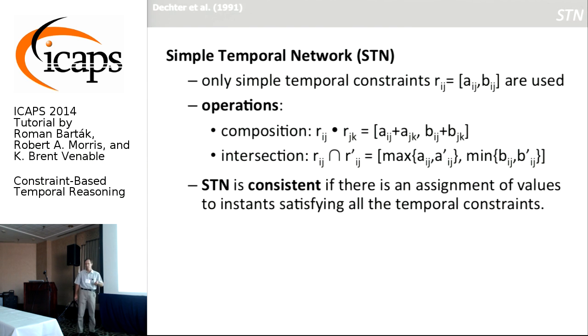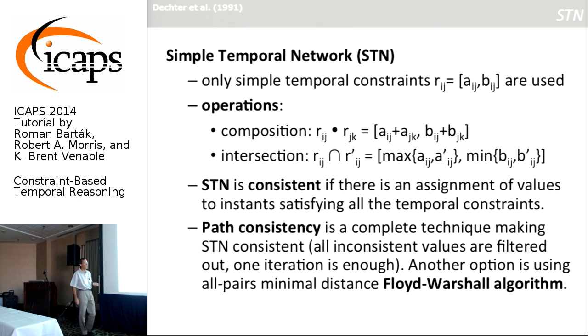We say that a simple temporal network is consistent, again, if we can assign particular times to time points in such a way that all these relations are satisfied. And I think, again, path consistency, exactly the same algorithm as before, I will show it in a minute, is a complete algorithm for simple temporal networks. So if we have a simple temporal network, we run the path consistency algorithm, and it says yes, it's consistent, then we know that the STN is consistent, meaning there exists a solution to this problem.